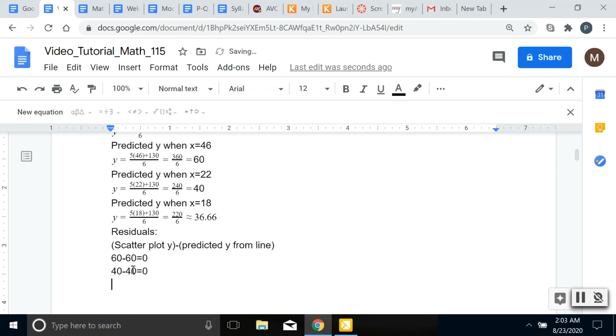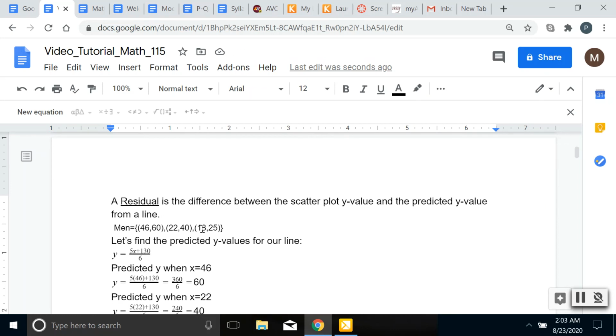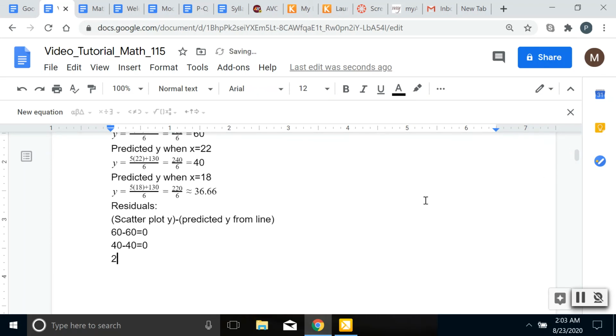And our last one, our scatter plot y value for 18 is 25. So 25 is the scatter plot y value for 18. So 25 minus, and our predicted y value from our line when x is 18 is 36.66. That goes here. 36.66. So doing that subtraction, we get negative 11.66.